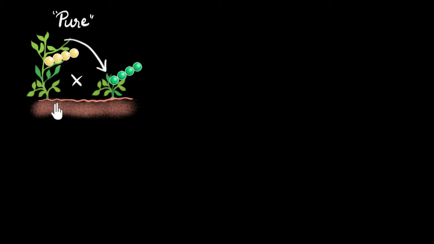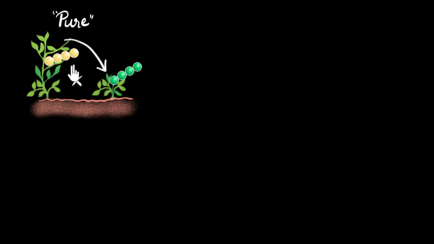For example, let's say we take a pure tall plant with yellow seeds and cross it with a pure short plant with green seeds. See, over here we're dealing with two characters. The height, there's a difference in the height, and there's a difference in the color of the seeds as well. So two things to take care of. And so we'll take it really slow because it's very easy to get confused. I used to get confused a lot over here.